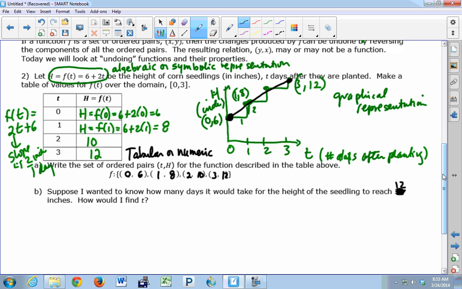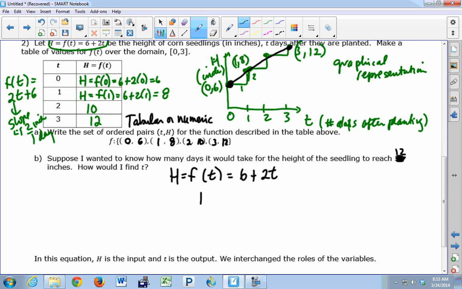But suppose I only had the equation, this original equation, h equals f of t, which is 6 plus 2t. Or I'm just going to shortcut that: h equals 6 plus 2t. So I have this original equation, and I want to know how many days it would take for the height of the seedling to reach 12 inches. How would I find that answer? What would I do here? Bob? Yeah, plug in 12 for the height.